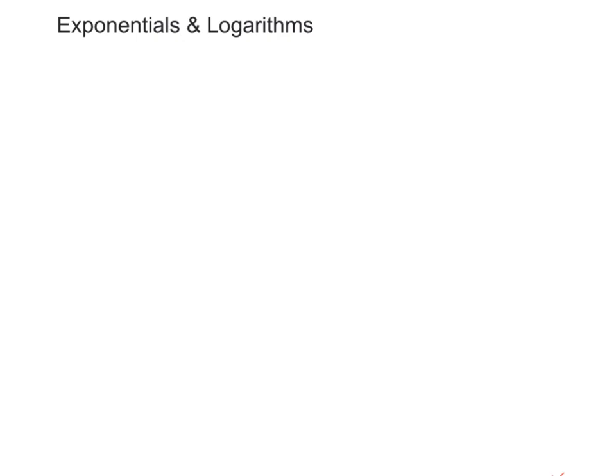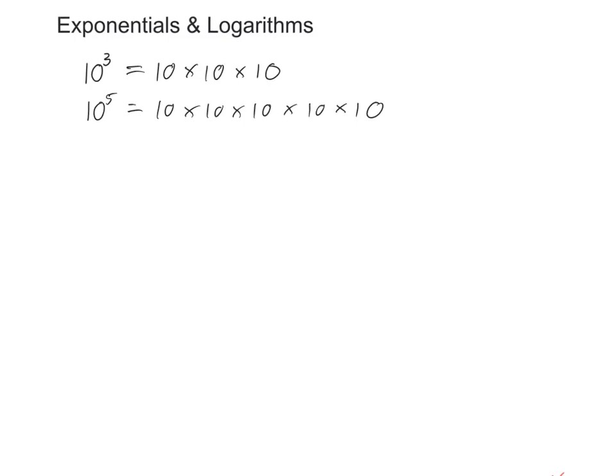In this tutorial, we'll review some of the basic features of exponentials and logarithms. We'll begin with exponentials. When we write 10 cubed, what we really mean is 10 times 10 times 10. In other words, 10 multiplied by itself 3 times. Likewise, when we write 10 to the 5th, we mean 10 times 10 times 10, a total of 5 times 10 times 10. So let's make a little list for ourselves.